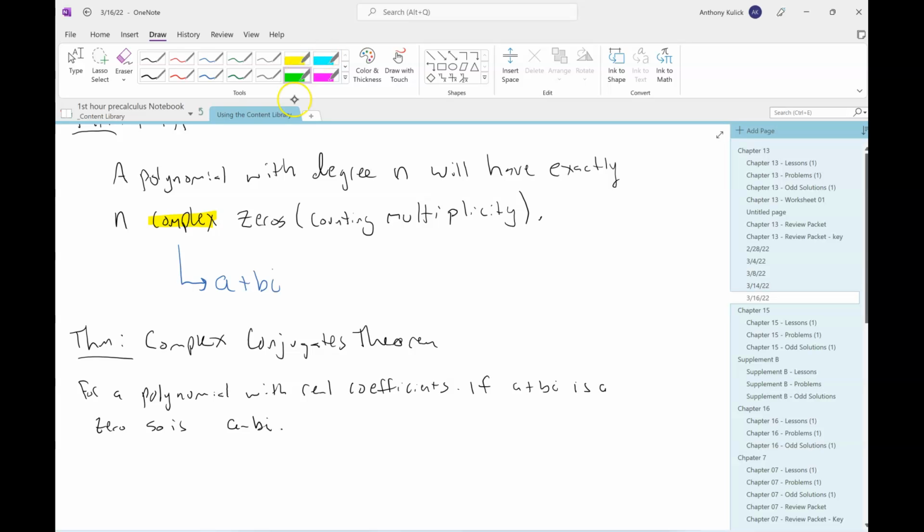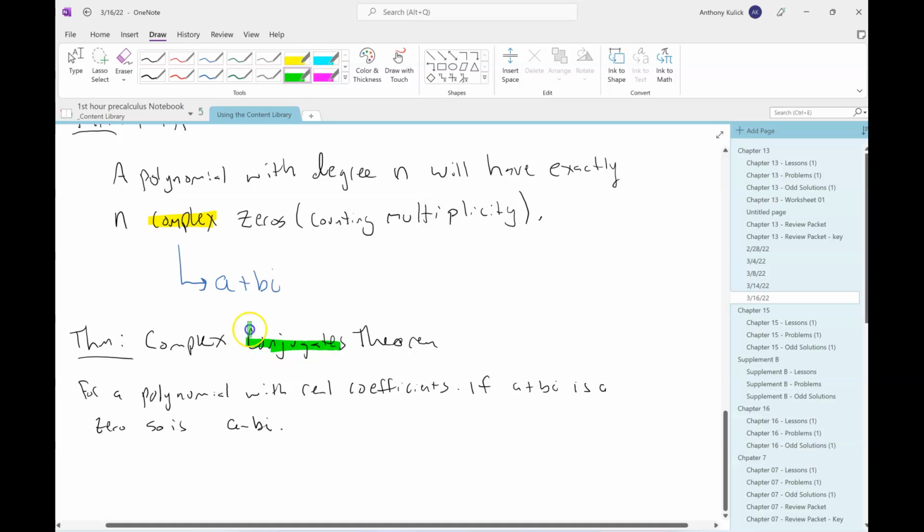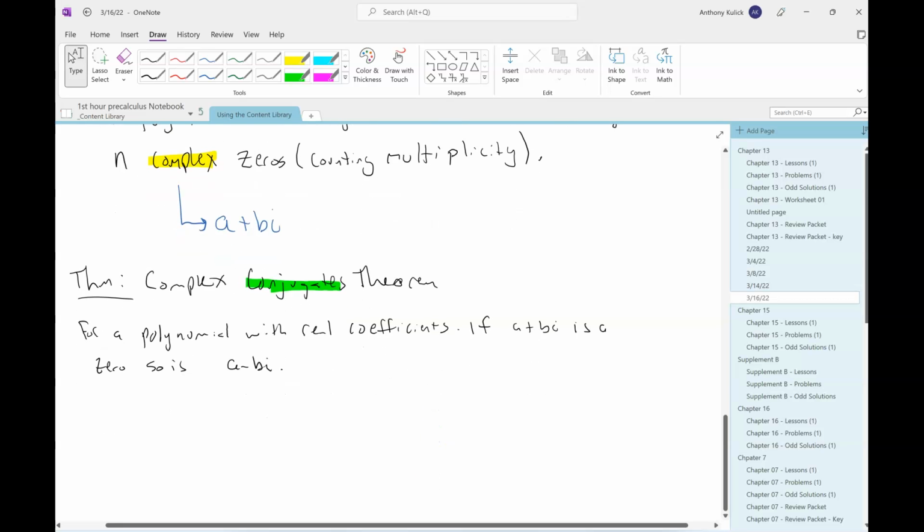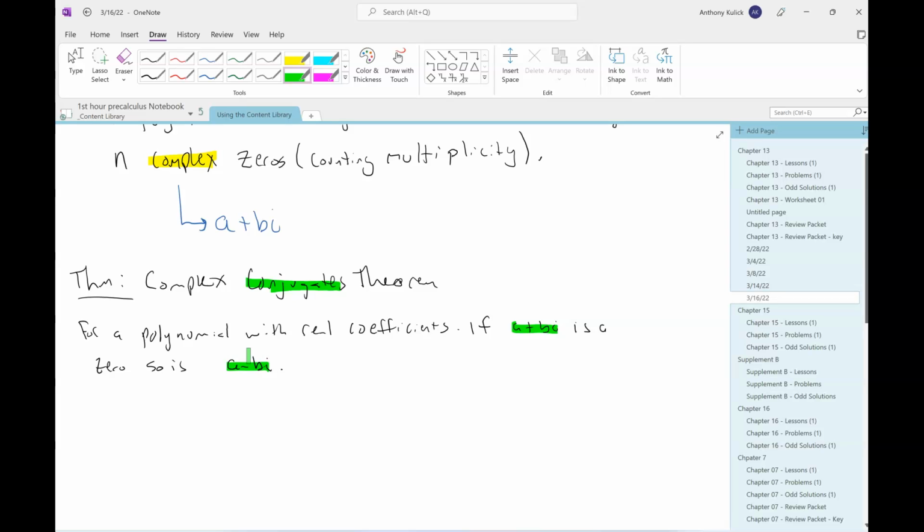As a reminder, this is called the complex conjugates theorem. When we say conjugate in mathematics, we're talking about things like a plus bi and a minus bi, where they have the same thing except they have a different sign between them. Those are conjugate pairs.